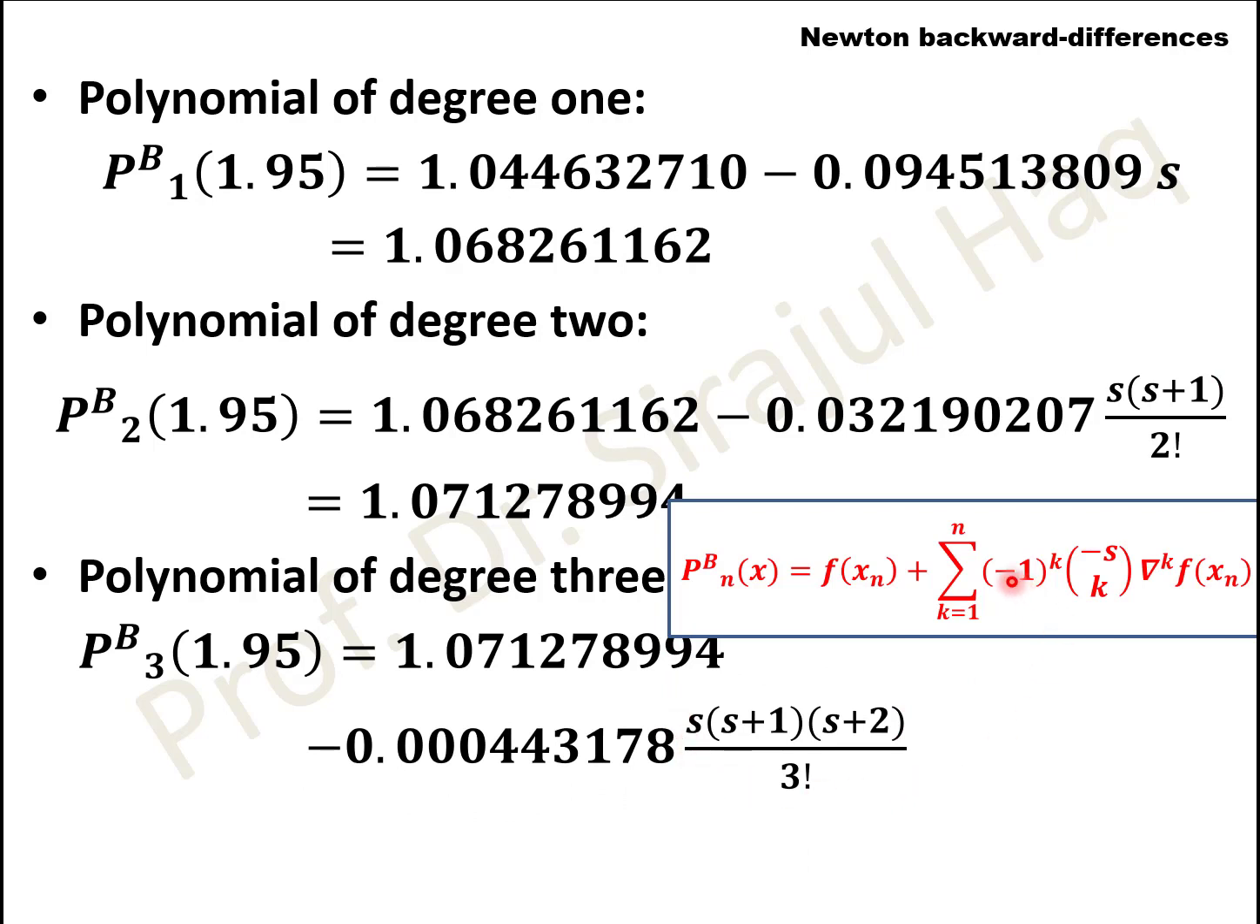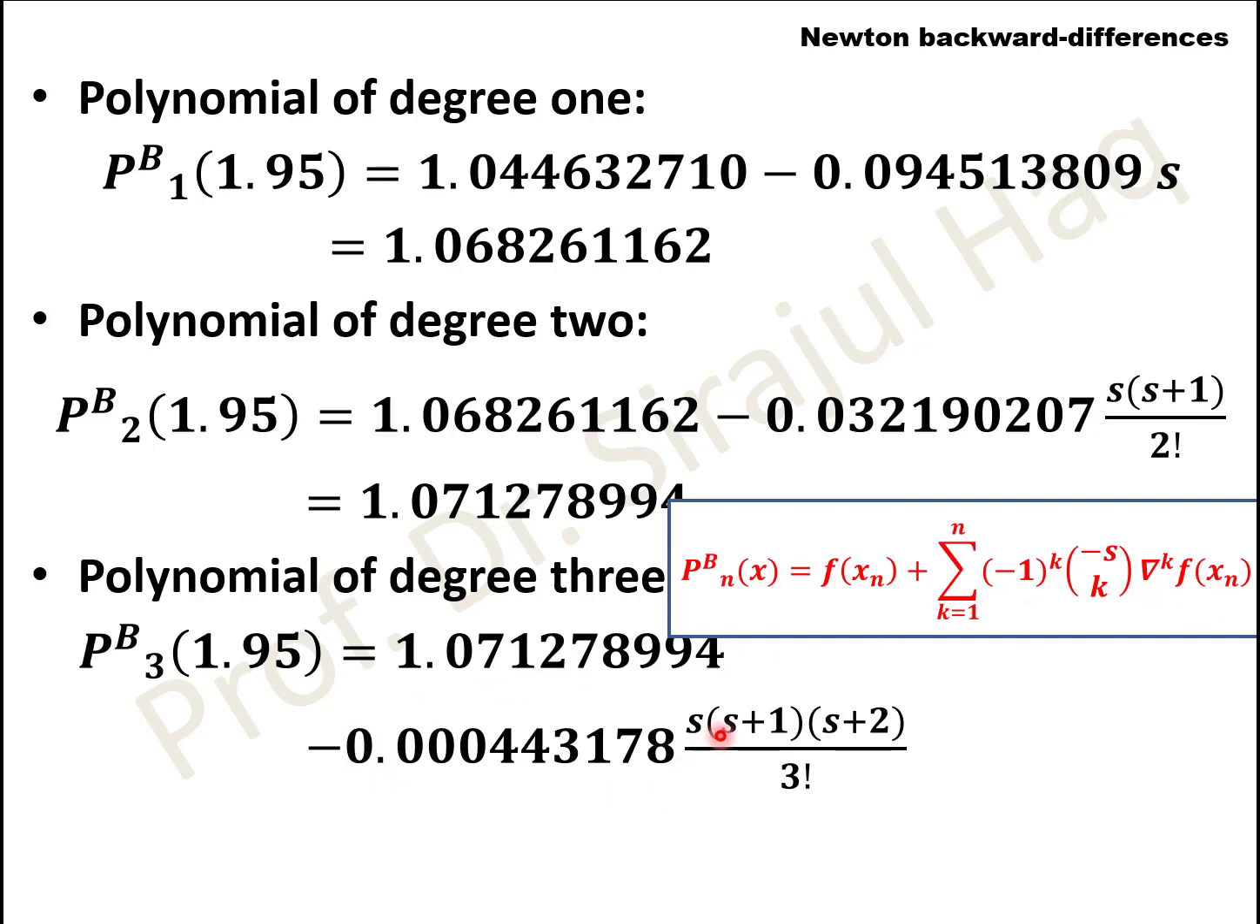K is equal to 3, minus 1 raised to the power 3 minus 1. Remember, this was the minus sign. K is equal to 3, there will be 3 terms: minus s minus 1, minus s minus 2. And if you take the sign common from all the 3, you are getting minus sign. Minus and minus will become plus. And you can see that the sign is positive. This sign is the sign of nabla raised to the power 3 f of x5.